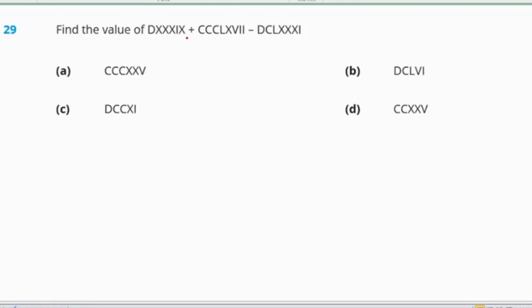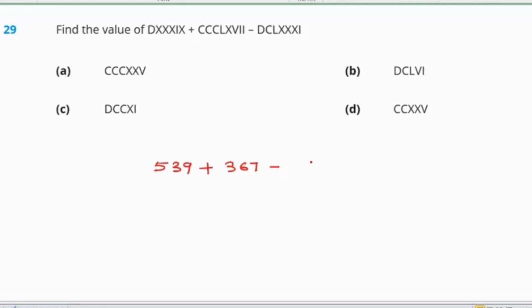So DXXIX, if we are going with that, the value of DXXIX makes what? 539. Correct? We need to add it with CCCLXVII. So triple C means 300, LX means 60, VII means 7. So 367. Then we need to subtract DCLXXXI.